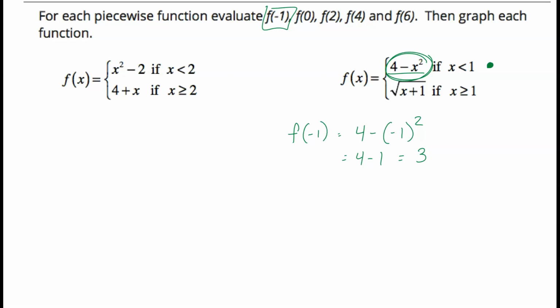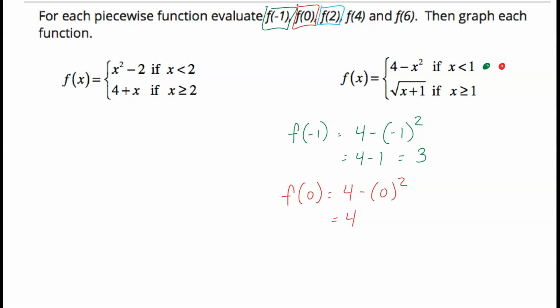Now we keep going, and we're now going to look at f of 0. So we ask ourselves, okay, is 0 less than 1, or is it greater than or equal to 1? Well, again, it is less than 1, so we are using that first equation. So f of 0, we're going to plug in 0 for x, which 0 squared is 0, and so 4 minus 0 is 4. So f of 0 is 4. Then, oh, why did I erase that? So our green function was that first, and then the red was again the first. So now let's do blue.